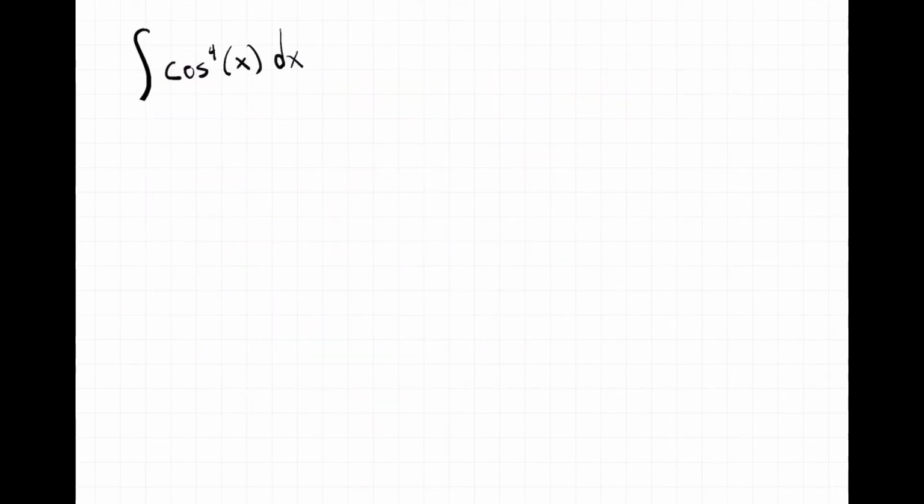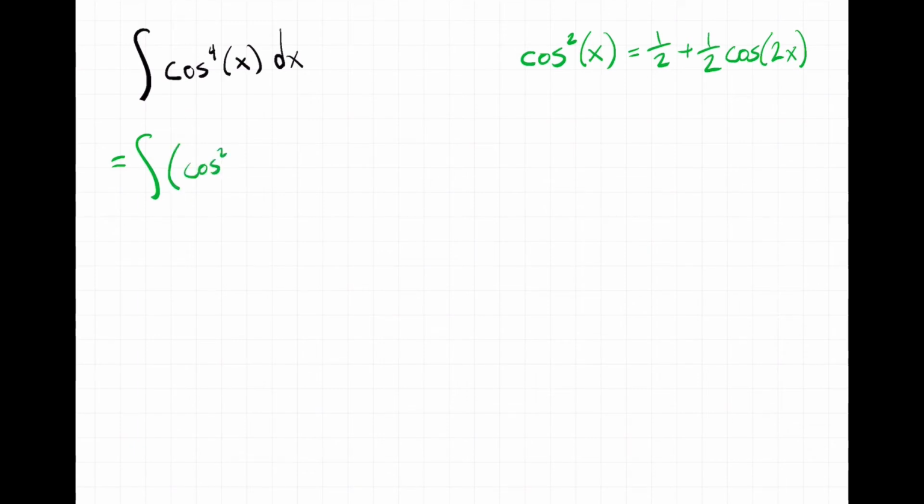So let's copy this down. We know that cosine squared of x in this case equals 1/2 plus 1/2 cosine of 2x. So let's use that. We don't have cosine squared in our integral. We have cosine to the fourth, but that's easy enough to handle. Cosine to the fourth of x is actually cosine squared of x, squared, times dx.